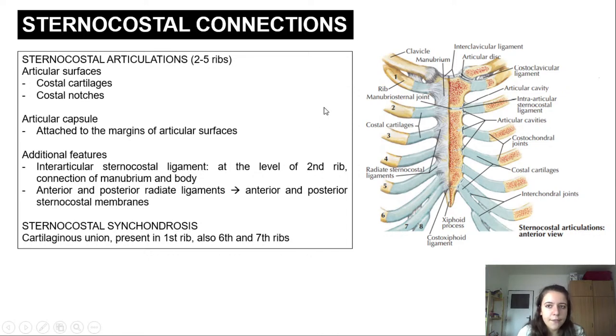Sternocostal synchondrosis for the first, sixth, and seventh. It is a cartilaginous union. It is not the same type of union as in the rest of the ribs, but that's just so you know it. You have to explain it, but that's enough. And we also have the same ligaments here. You can see how it also forms part of the membrane. So just that there are different types of connections internally.